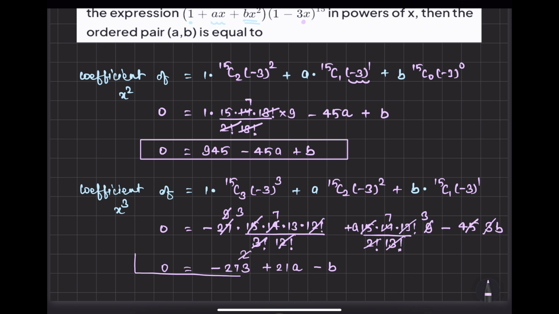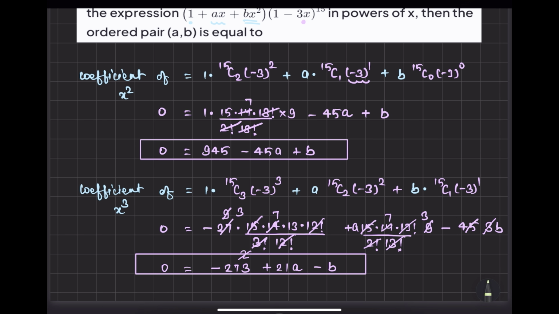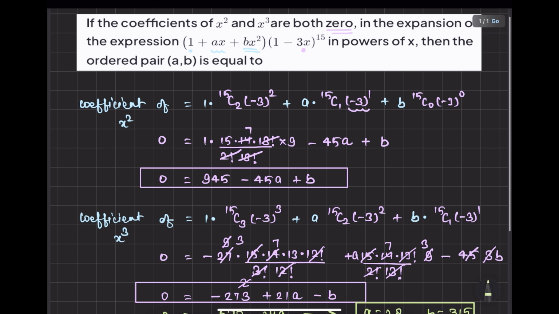So we have another equation. So we got two equations, two variables. If you add them, we will have 0 equals 672 minus 24a. If you simplify, you will get the value of a as 28 and the value of b as 315. Okay, I hope you got the approach and you can handle similar situations.